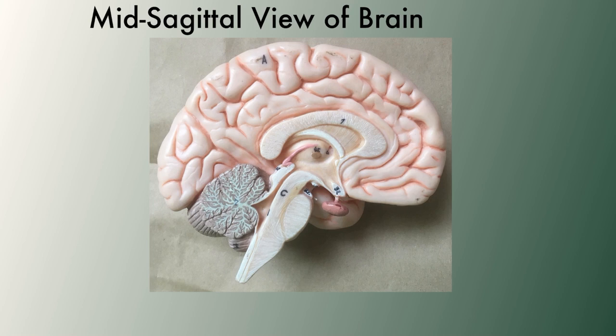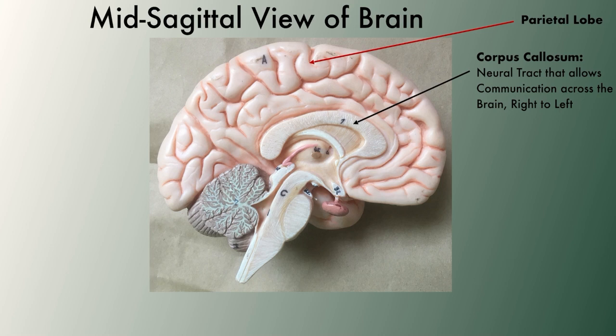Mid-sagittal view of the brain. This region, that's right, parietal lobe. All right. How about here? That's right. There's the corpus callosum. It's the neural tract that allows communication across the brain, right to left. Here, right on. It covers the lateral ventricles.